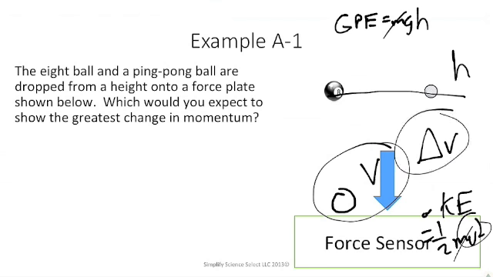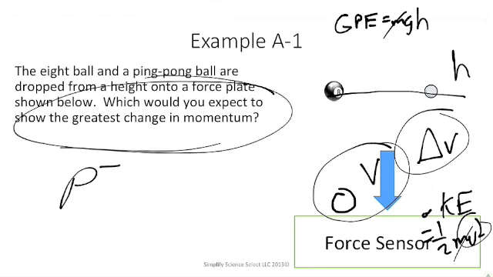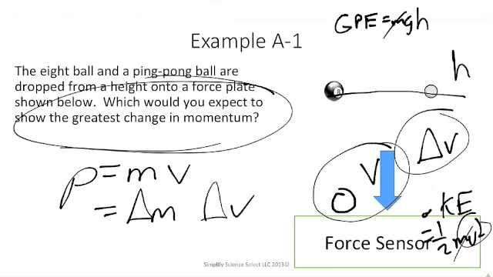If they come to a rest, the change in velocity for both of these is going to be the same. So in this particular case, which one is going to show the greatest change in momentum? Well, remember, momentum means mass times velocity. I can really change two things. I can change the mass, or I can change the velocity to change the momentum. Now, I'm not changing the mass in these particular cases. Okay, the mass is going to stay constant throughout.